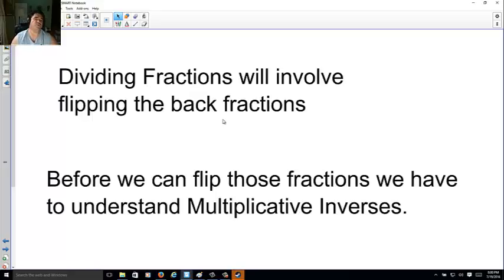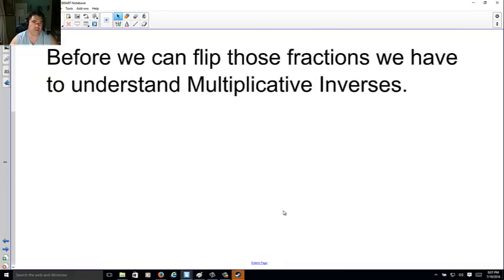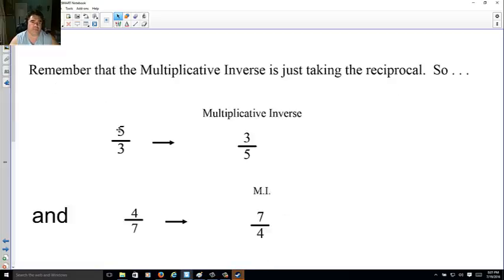Now, dividing fractions will involve flipping the back fraction. So you have your first fraction, and the one after it gets flipped. You don't flip the first one. So before we can flip these fractions, we have to understand multiplicative inverse, which I'll show you. So instead of 5 over 3, all you do for an inverse is you flip it. So the 5 that was on top goes in the bottom.